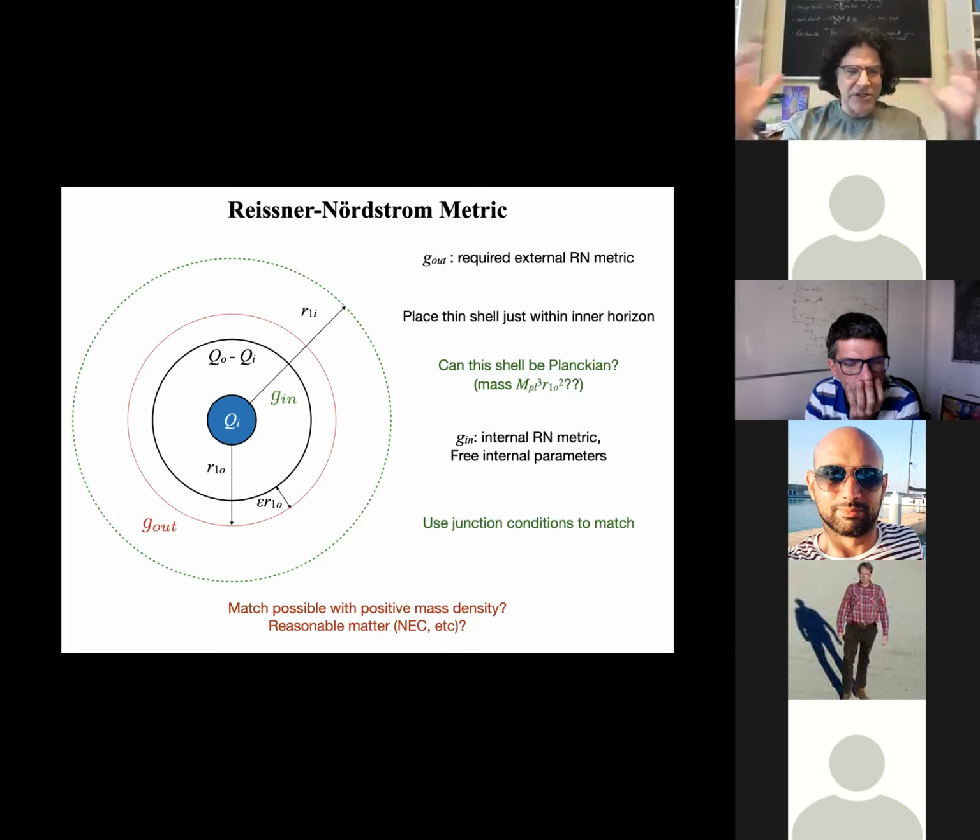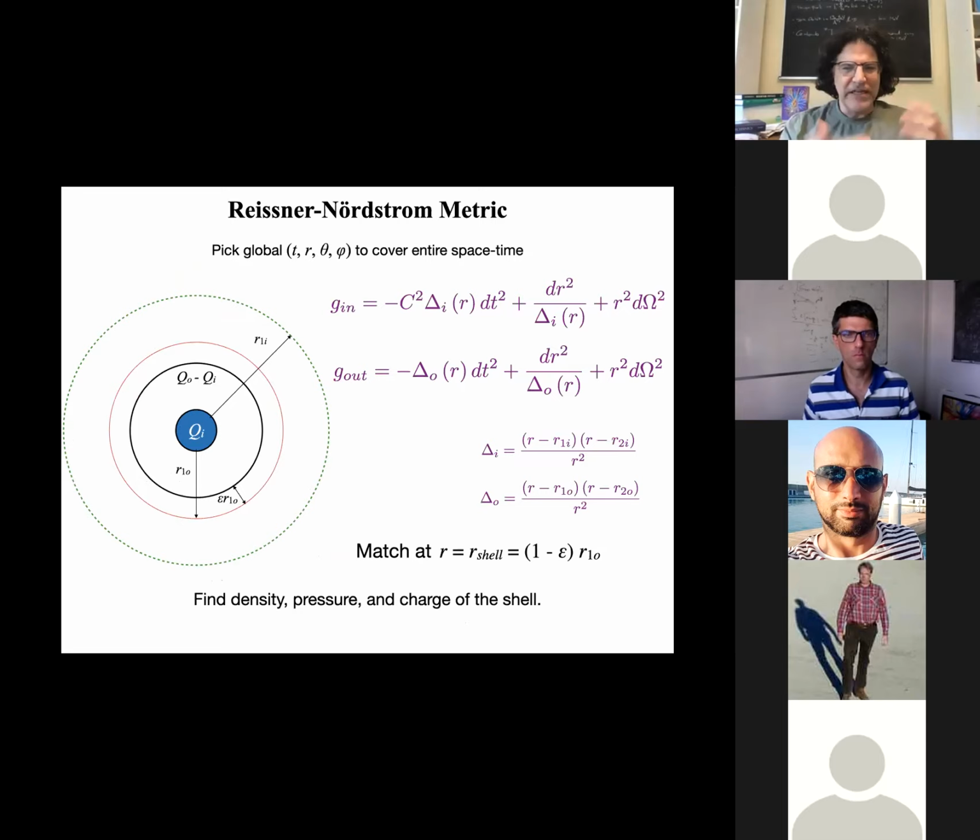In order to match these two, can the shell have positive density? Can it be reasonable? Can it satisfy things like the null energy condition? Can the density be bigger or as big as the pressure? Those kinds of questions. So we can ask those questions once we've done the mathematical matching.